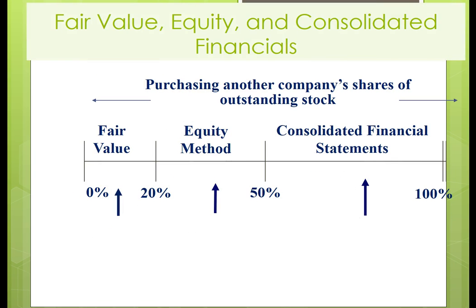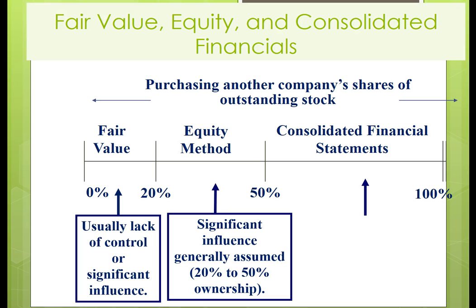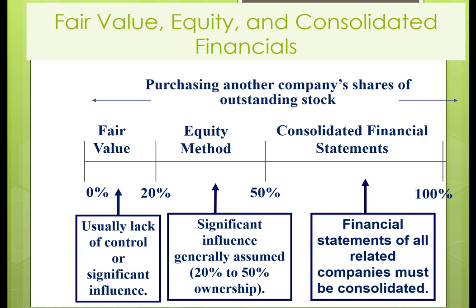Now, for the other methods, the fair value, the equity, and consolidated financials, really there's only 2 methods. If you own less than 20% of the stock, usually it signifies that you do not have significant influence, so you can just record the cost and then adjust to market. If you own 20% or more of another company's stock, then you would use the equity method because it implies that you have significant influence. Now, if you own more than 50%, you not only use the equity method, but you also have to do consolidated financial statements.